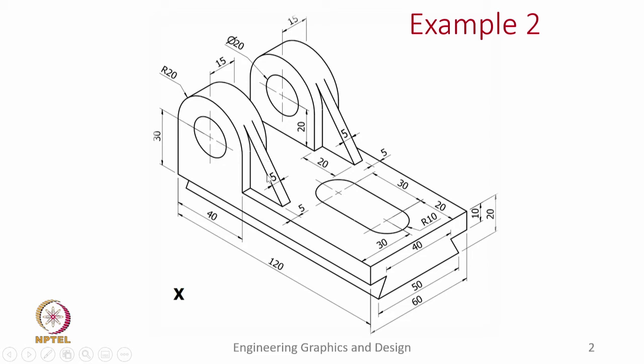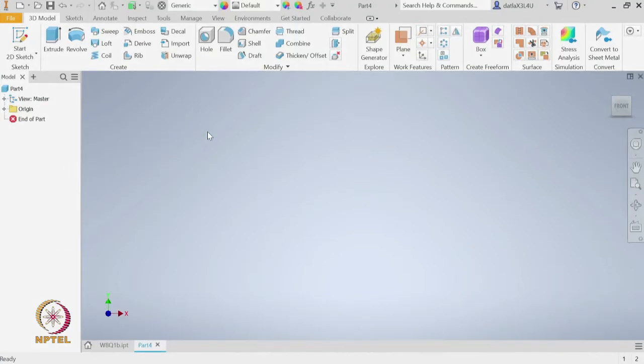Ribs are thin features which are given to improve the stiffness of the feature. So, for example, here this rib will give some rigidity or stiffness to this vertical member. So, even if there is load it can sustain the load with less deflection. Okay. So, let us get started. Let us look into the software.